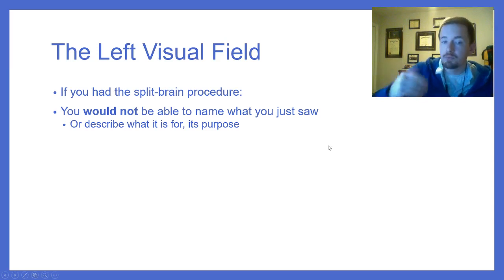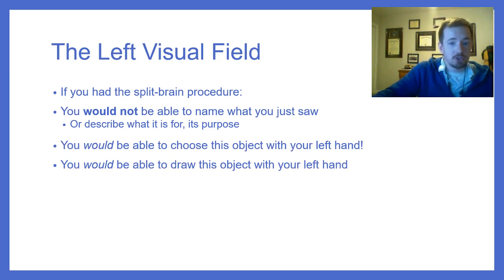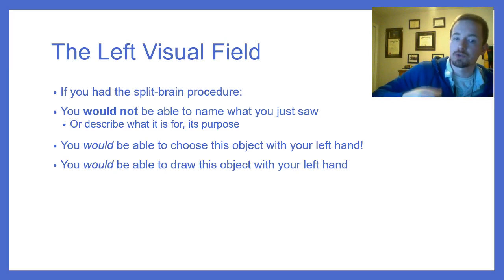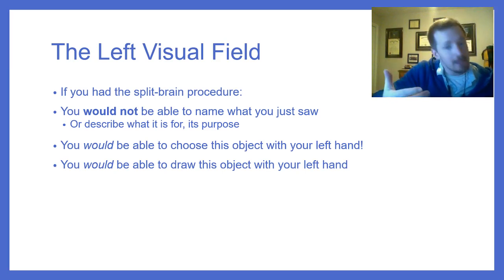So, would you be able to predict what you could do? You would be able to choose it with your hand. So if you were feeling back there and you felt a sandwich and a screwdriver and a cup of coffee, you would be able to correctly choose the sandwich as the thing that you saw. But you wouldn't be able to tell me what it was that you saw. So you wouldn't be able to use language, but you'd be able to use other things with your left hand. So you'd be able to draw it, you'd be able to choose it.